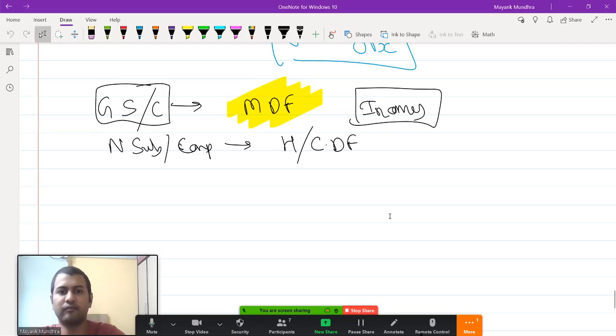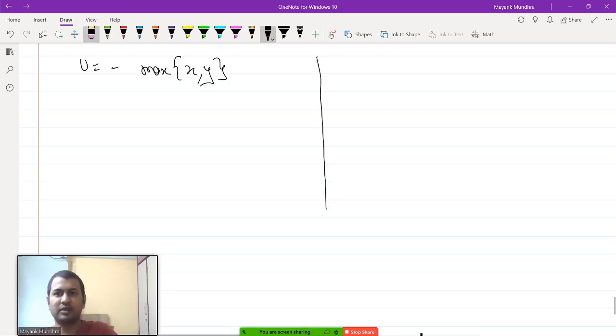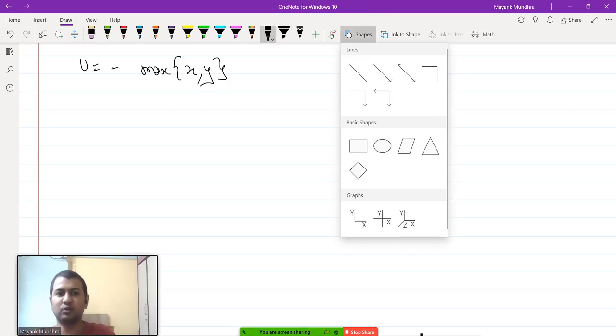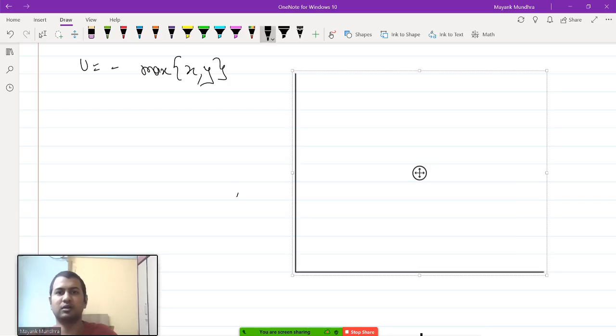So his utility function is minus max of x comma y. Okay, so his ICs will basically look like max x comma y. The only difference is that they are going to be increasing inwards.